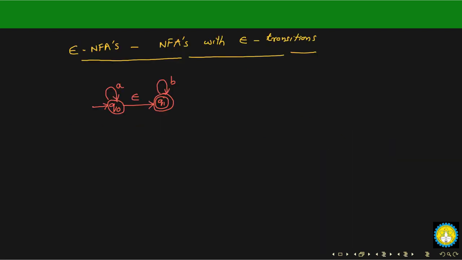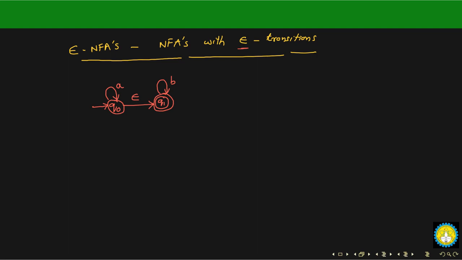Now, we have already identified that epsilon NFAs are nothing but NFAs with epsilon transitions, right? So if you look at this particular diagram over here, you can see that there is an epsilon transition here. And this epsilon transition makes this NFA an epsilon NFA. Now epsilon transitions are going to be very interesting. So let's look at the strings that are accepted by this NFA, right?